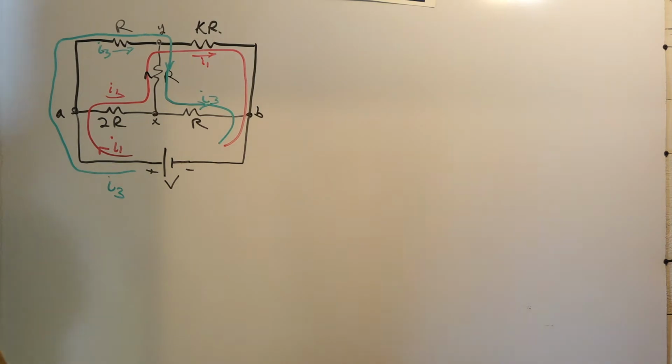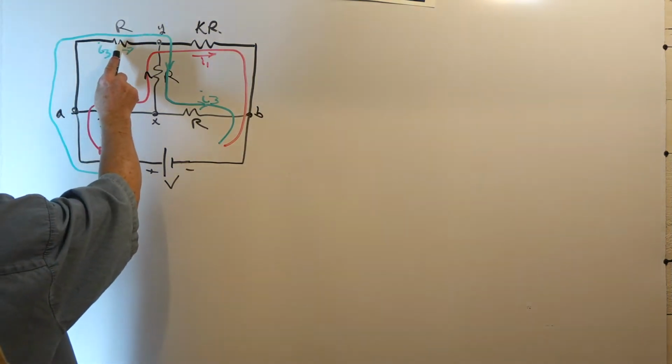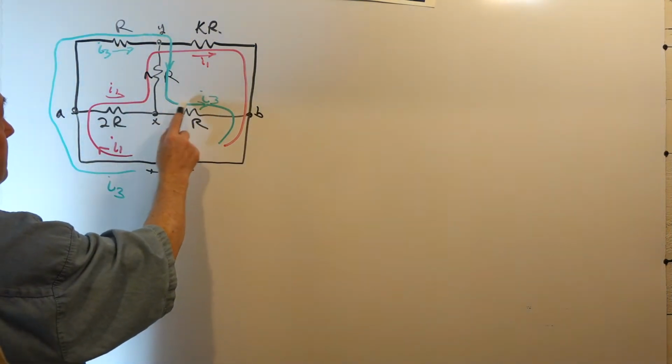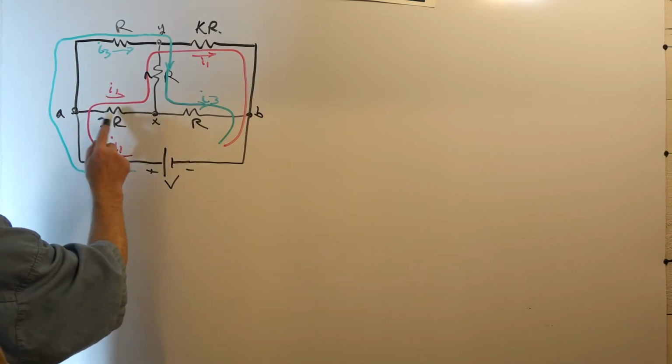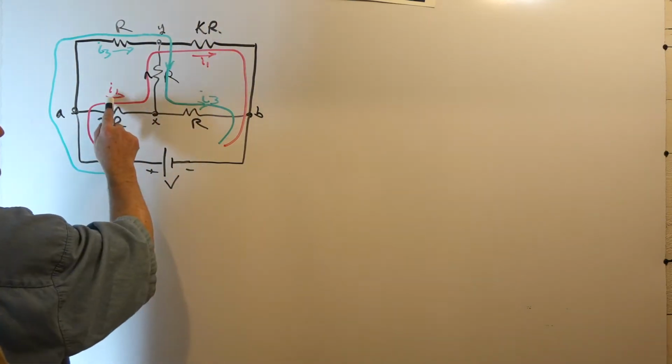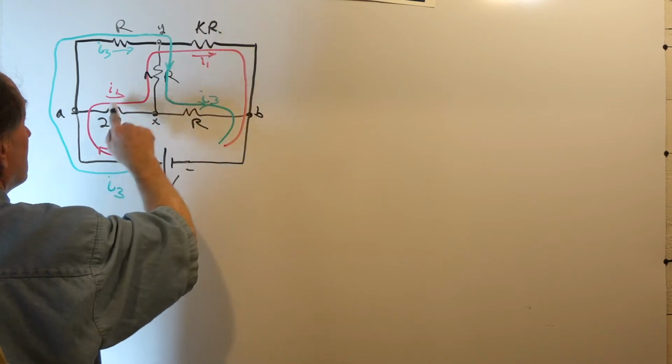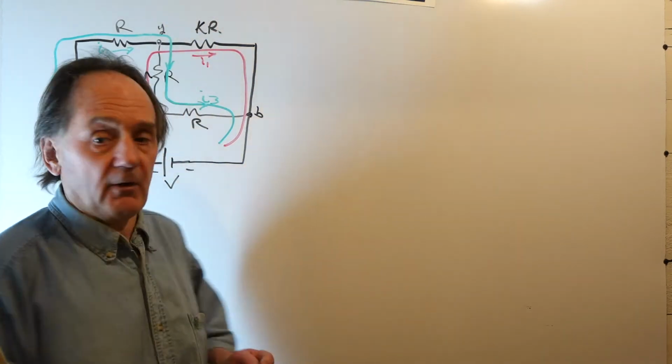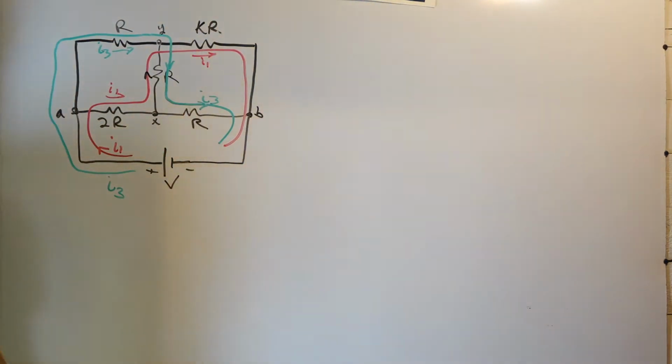So just as before, we force the current in R and R to be the same I3, and we force the current in the 2R and the KR resistor to be I1. Those are the only currents flowing in there. So let's now analyze the circuit just as we did before.